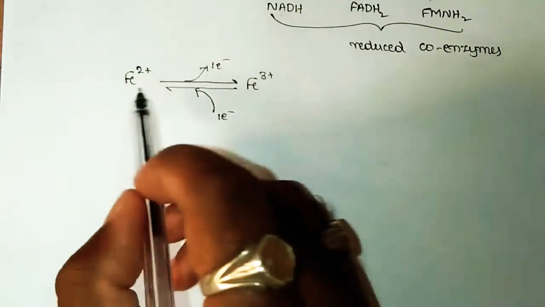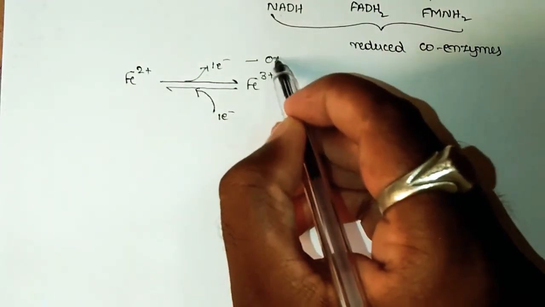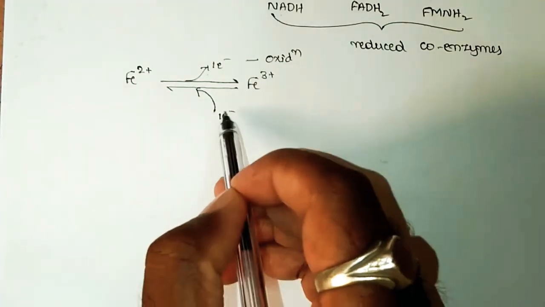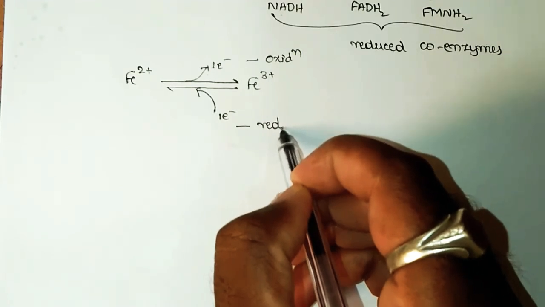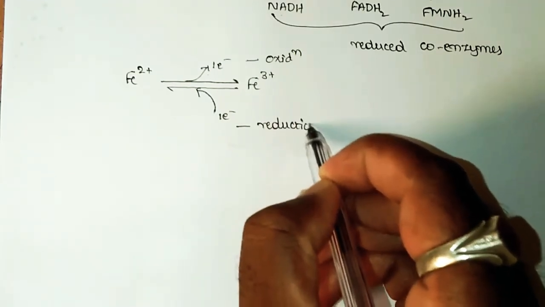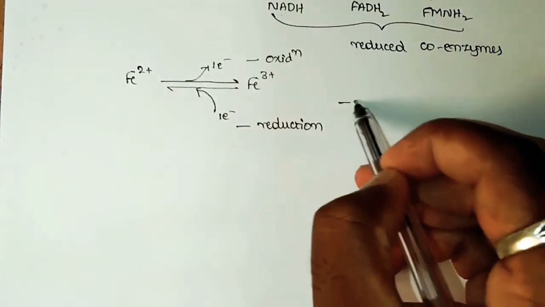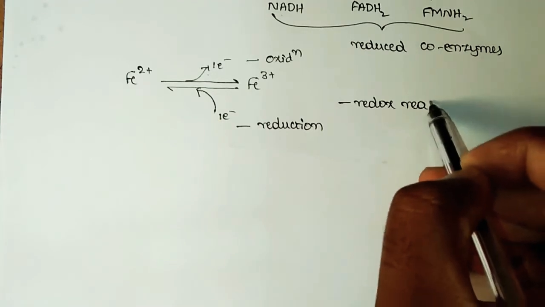So here Fe2+ is losing the electron and Fe3+ is gaining the electron. So here I used to say when a species loses the electron, that process is called oxidation, and if a species gains the electron, that process is called reduction. And if both the reactions, that is oxidation and reduction, are taking place simultaneously, we call that particular reaction a redox reaction.